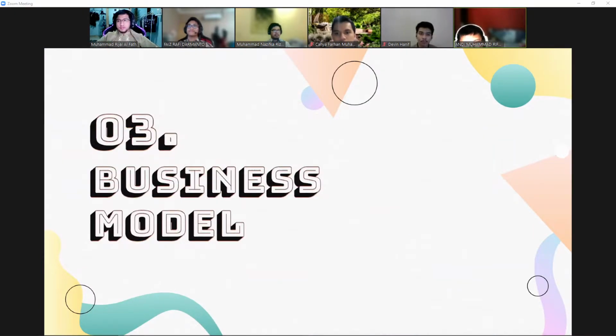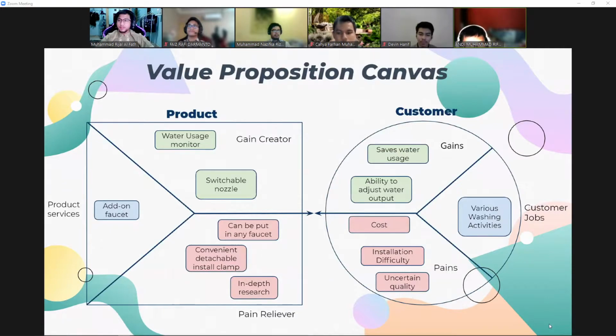Now we continue on to the business model. Next, starting with the value proposition canvas. It is the fundamental concept of the exchange of value between our business and our customers. The value proposition is divided into two aspects, the product and the customer. Each of the aspects consists of three important elements that relate to each other.